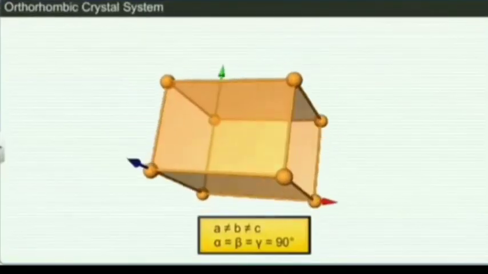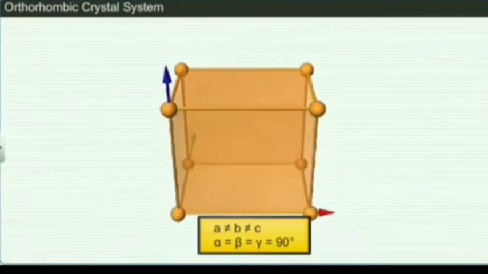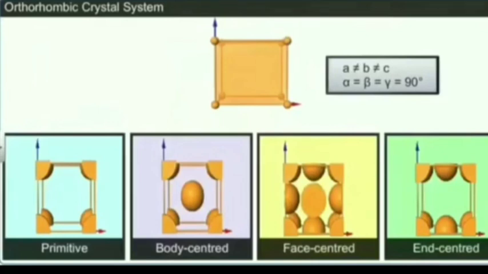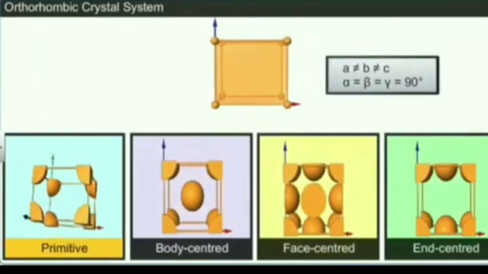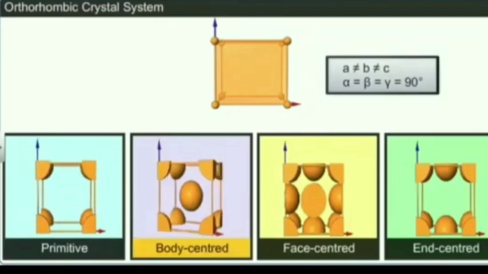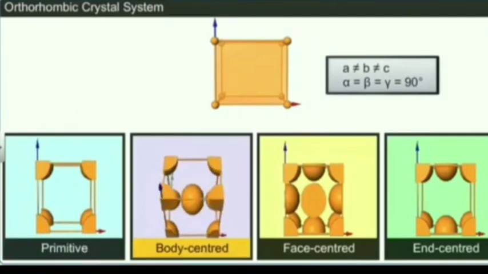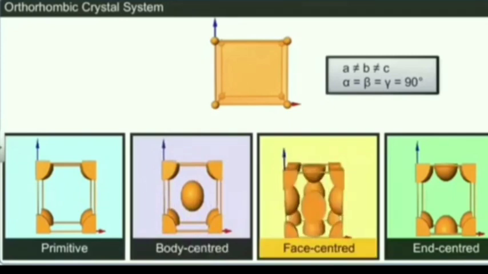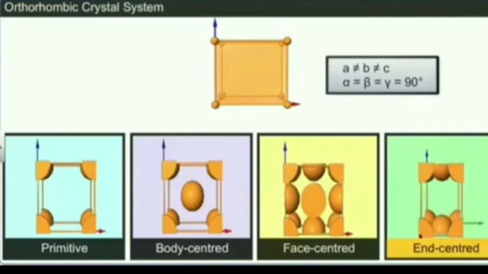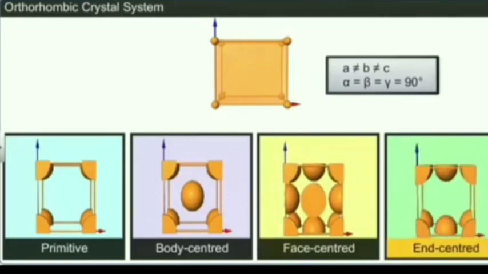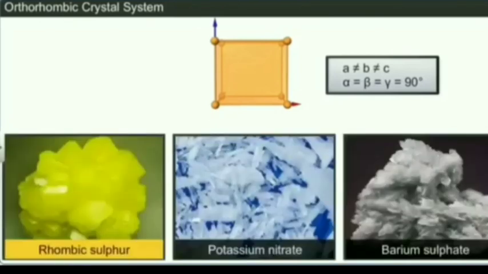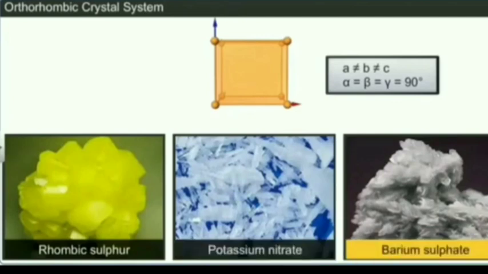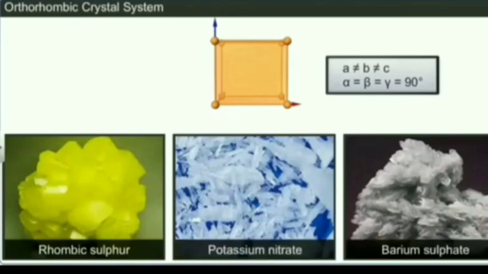The third one is the orthorhombic crystal system. In this, A is not equal to B, which is not equal to C, alpha is equal to beta, which is equal to gamma, which is equal to 90 degree. Then possible variations are primitive, body centered, face centered and end centered. That means all centered unit cells and the primitive unit cells are included in this crystal system. Examples: rhombic sulfur, potassium nitrate and barium sulfate.